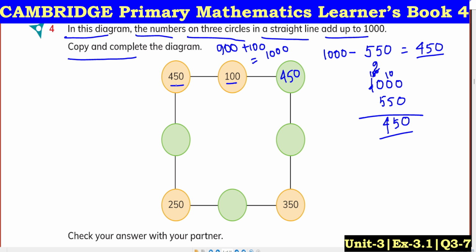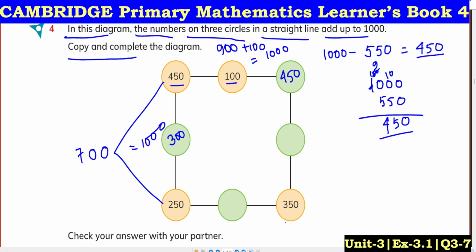Same thing, here is a 450 and here is a 250. So once we make the summation, here will be 0 and 0, it will be 0. 5 plus 5, it's 10, 0, carry 1. 4 plus 2 is 6 plus 1 is 7. So we should write in here 700. It means 450 plus 250 plus 300 becomes 1000.